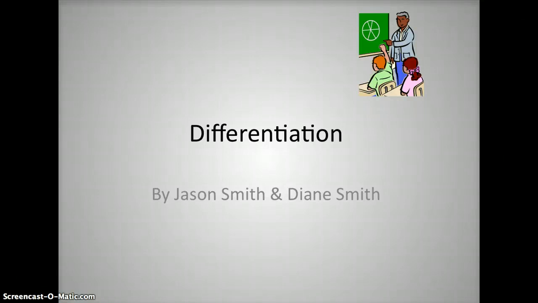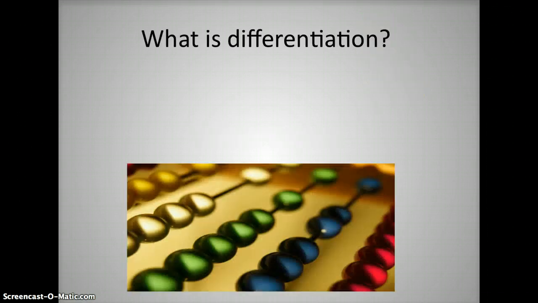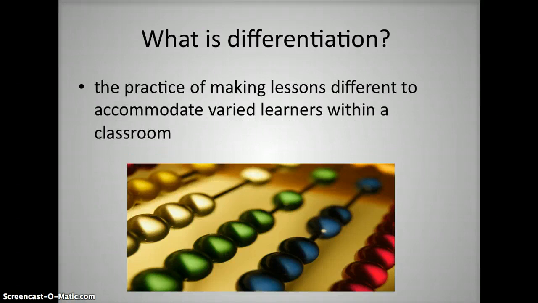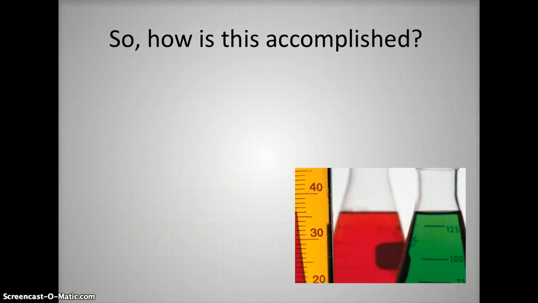We're going to be talking about differentiation within your classroom. What is differentiation? The practice of making lessons different to accommodate varied learners within your classroom. So, how is this accomplished?